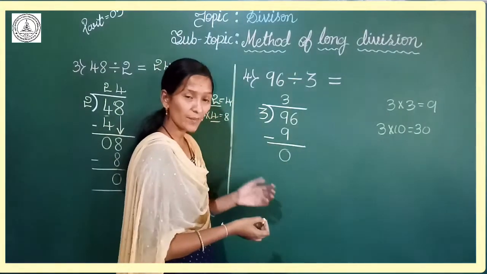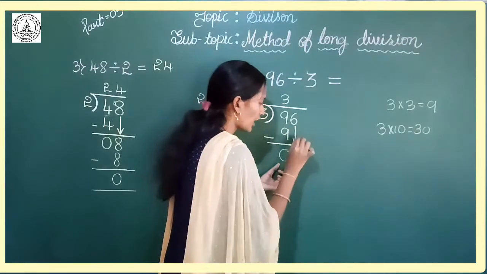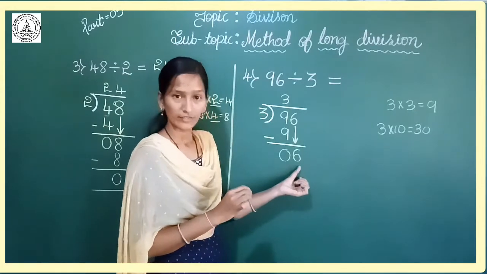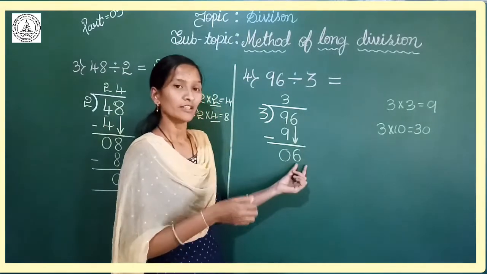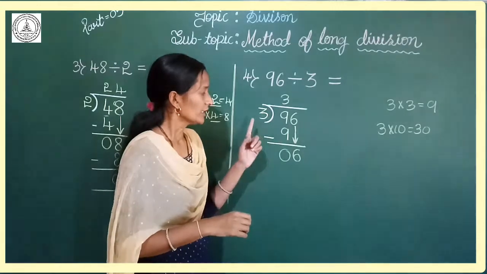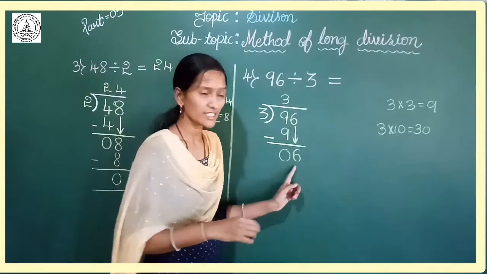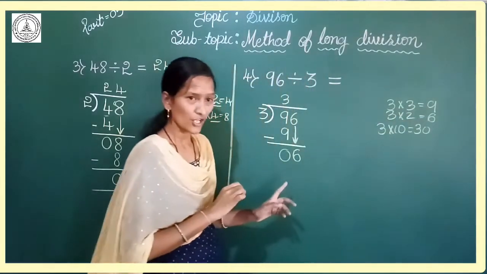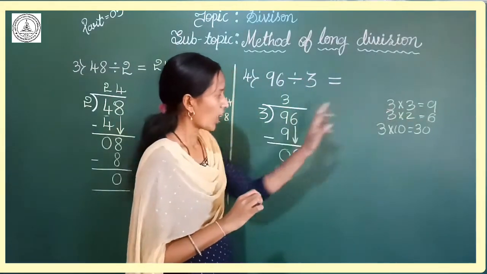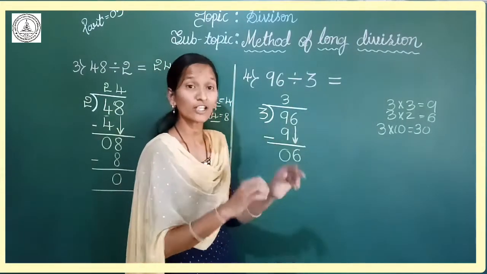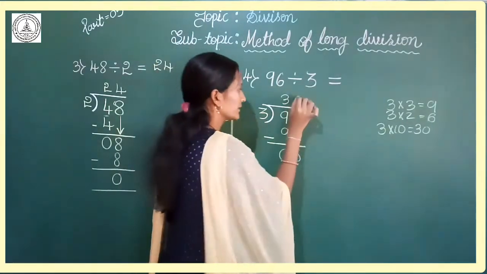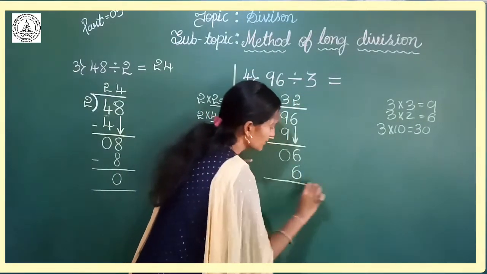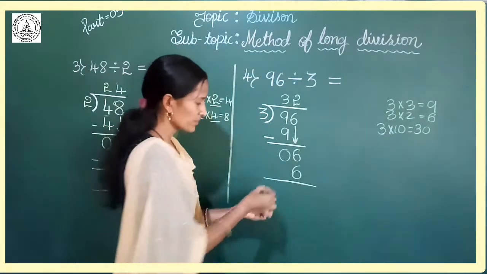So what is the second step? Bring this 6 down. So write the 6 in front of this 0. Right? So what is the next step? Now once again in the table of 3, how many 3's are equal to 6? Yes, 3 2's are 6. Right? So write this 2 above the 6 because the 6 is in ones place. See here, 3 2's are 6. Write down here 6.